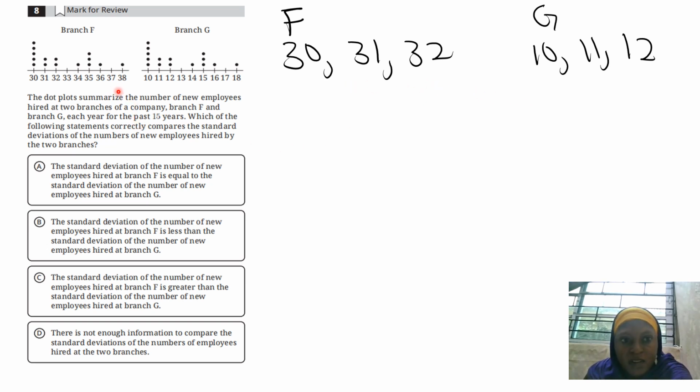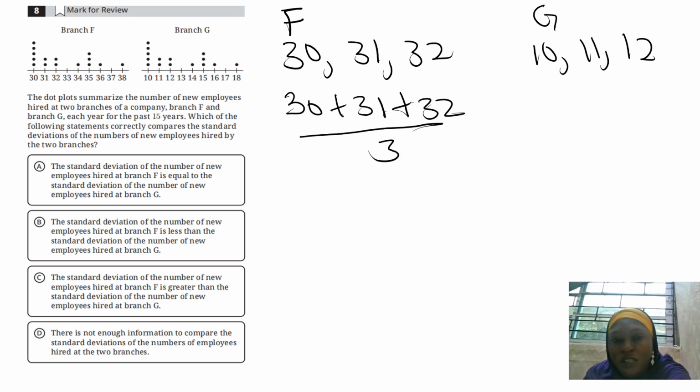Let's consider the last data value of F. This is 38, and for G, this is 18. 18 plus 20 gives 38. So now let's try to compare their means. Finding the mean of the first three data values of F: 30 plus 31 plus 32, divided by 3. 30 plus 31 is 61. 61 plus 32 is 93. 93 divided by 3 gives 31.